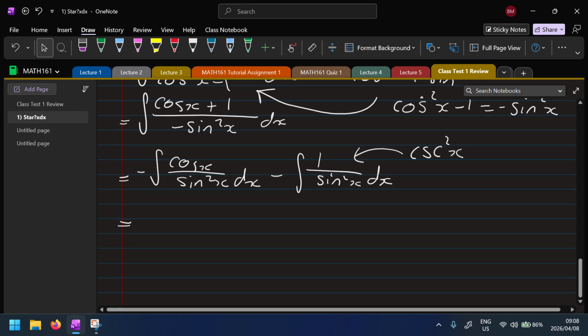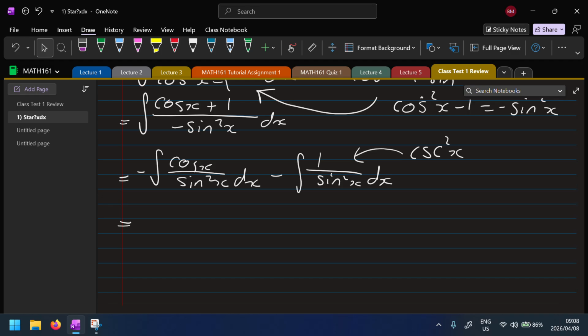Okay, and then here we have integral cos over sine squared. You could just write the answer down if you know it, or you could do a u substitution. So u equals sine, so du is cos, so we have 1 over u squared. So this will be 1 over sine. And then the integral of cosec squared, you should just know that one. That's minus cotan. Okay. So the integral of sec squared and cosec squared, you do need to know those.